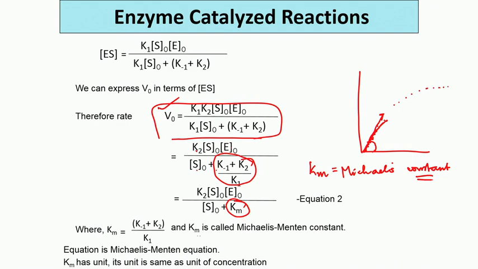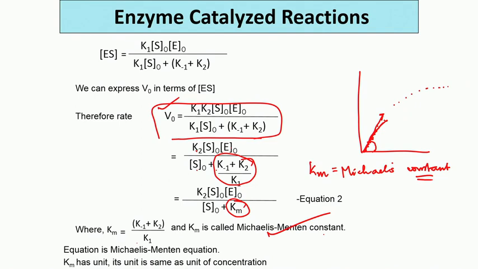Okay. And so, Km is basically K minus 1, that means the breakage of the ES complex, plus K2, that means the rate of formation of the product, divided by K1, that is the rate of association of E and S. Okay. This is the Michaelis-Menten constant, and this equation is what is called the Michaelis-Menten equation.